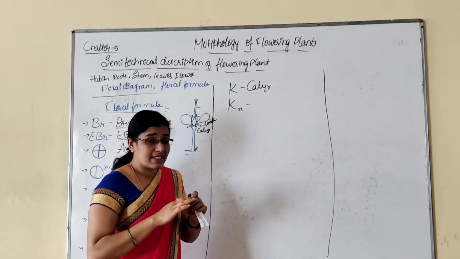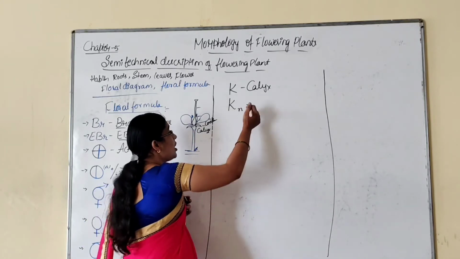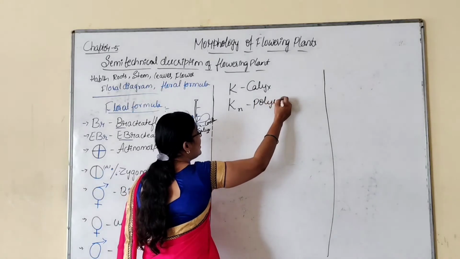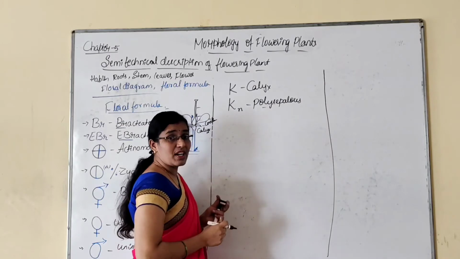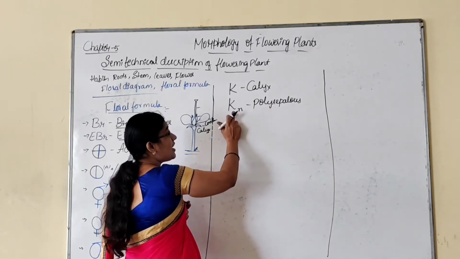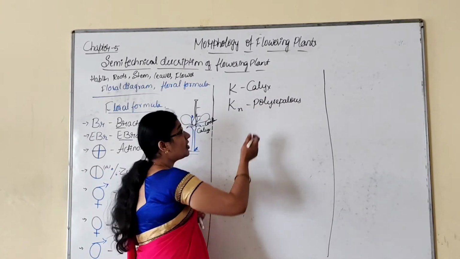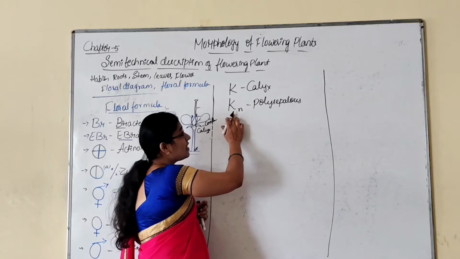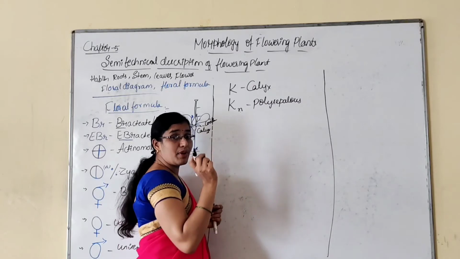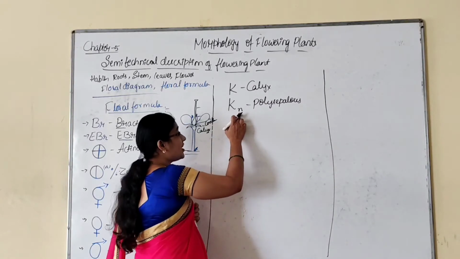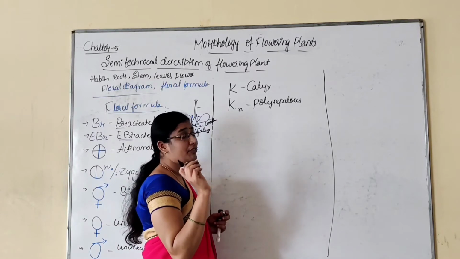Polysepalous in the sense when the sepals are free, when they are not fused, that condition is called the polysepalous condition. Here to indicate the polysepalous condition, you are writing K. K is the symbol of calyx. So here one whorl symbol is K. And when you are writing N near the foot of K, N here indicates the number of sepals. As it is free, it is indicating the polysepalous condition. That means the sepals are not fused but they are free.